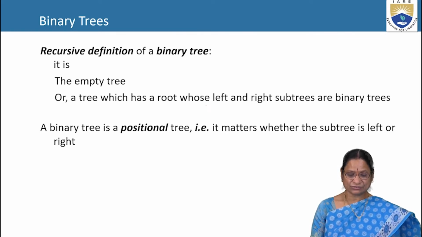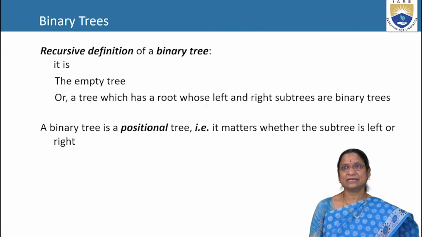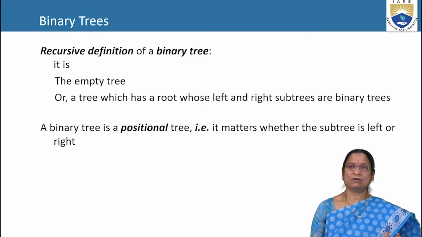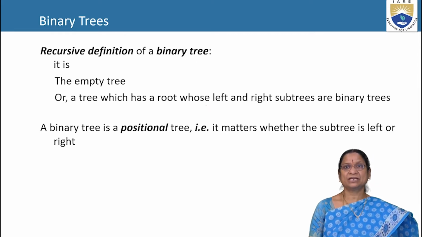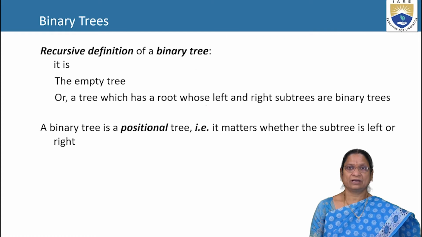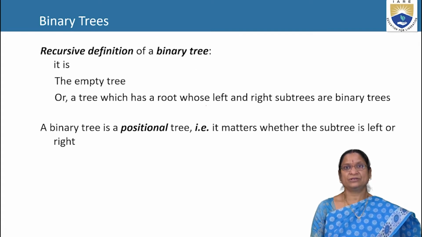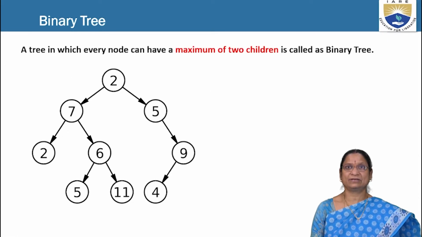So a binary tree is also known as a positional tree. That is, it matters whether the subtree is left or right. So we will always consider the first child, the leftmost one, as the left child, and the second one as the right child. That is, we always go by position. We use the word definitions as well as the respective positional way for accessing the subtrees. So that's why we consider left subtree and right subtree.